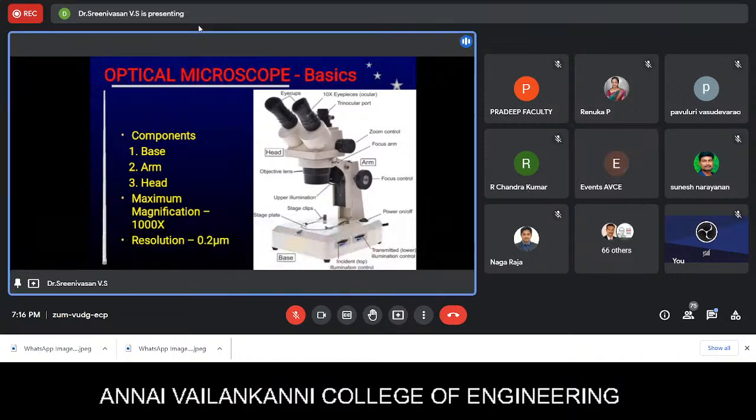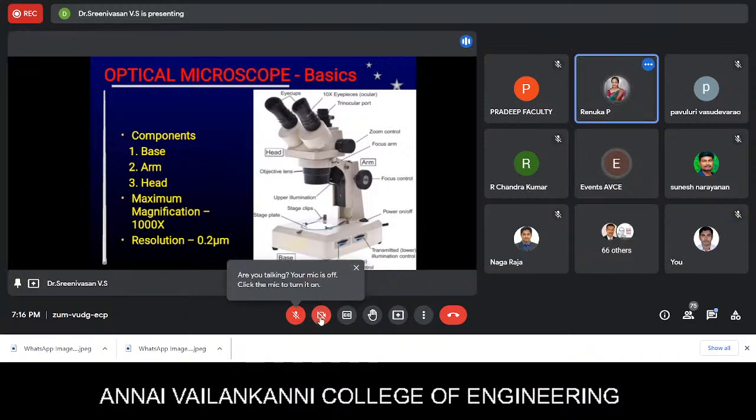Okay, sir. Now is it visible? Optical microscope diagram, schematic arrangement. Yes, sir. Okay.